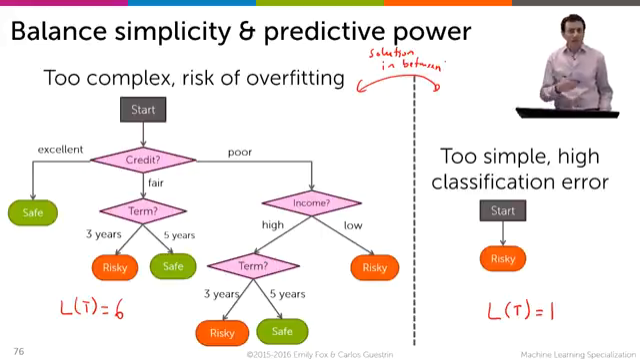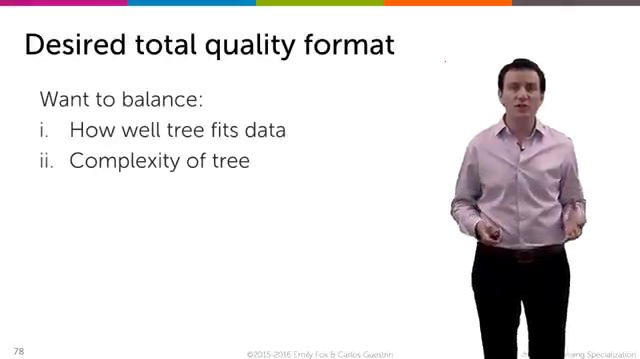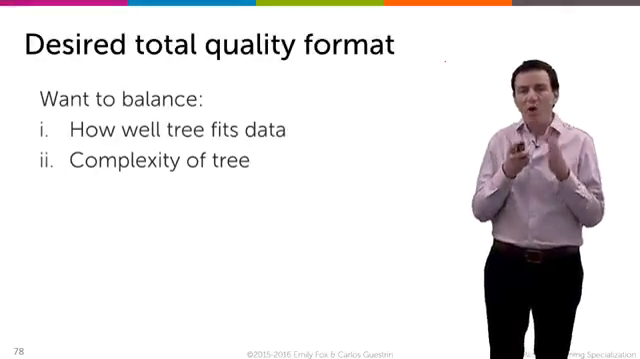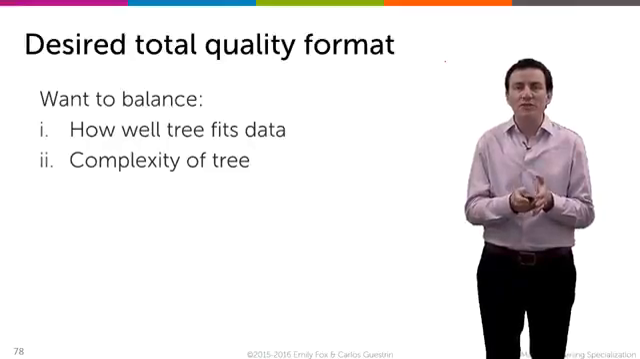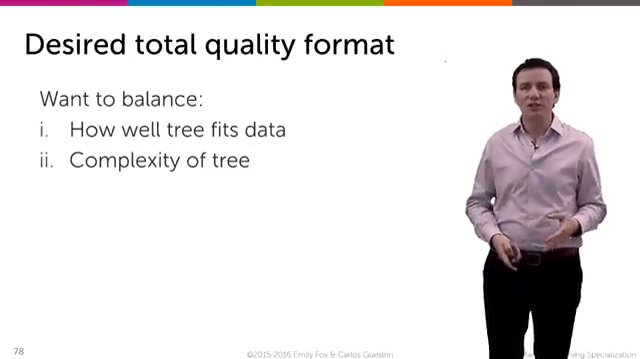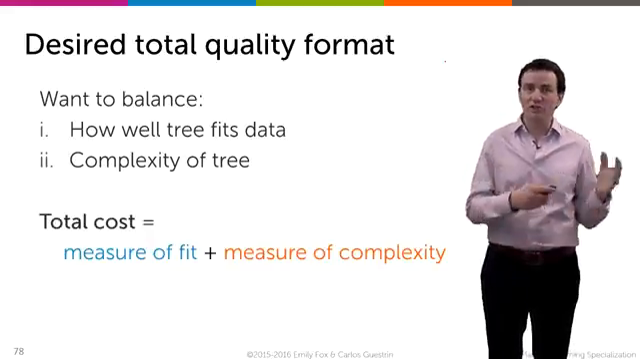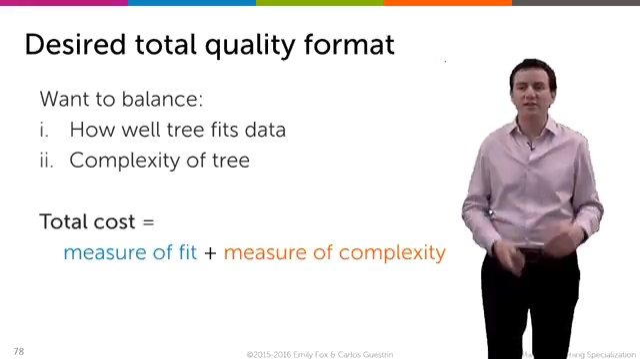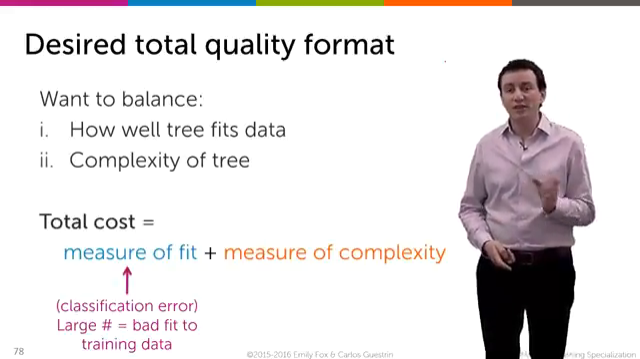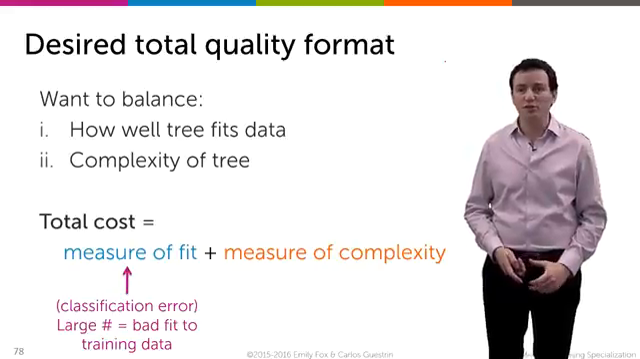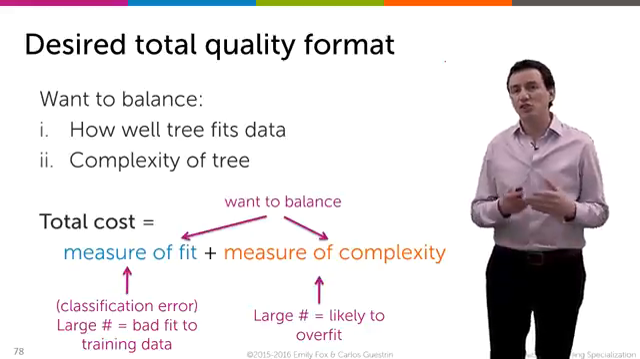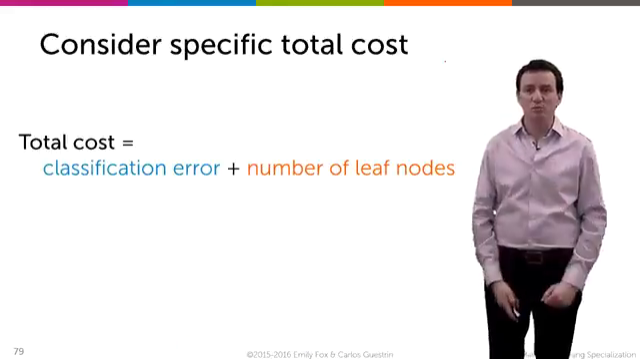And so just like other areas in machine learning, we're going to introduce some kind of trade-off between these two concepts. The two concepts we're going to trade off, the two quantities, are how well my tree fits the data and what the complexity of the tree is. So the total cost is going to be a measure of fit and a measure of complexity. We saw this in regression, we saw this in logistic regression, we're seeing this again in decision tree. Here, the measure of fit is just classification error in the training data, so training error, and the measure of complexity is going to be the number of leaves, and we're going to balance the two.